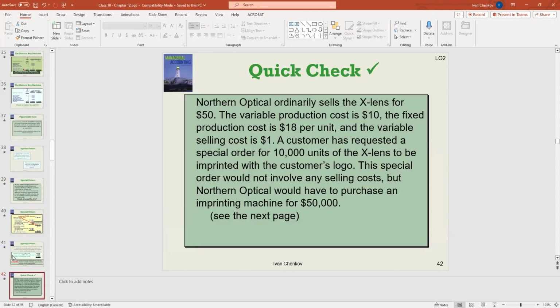Let's see this example. Now, this company originally sells lenses for $50. Variable production cost is $10. Fixed production cost is $18. And we have variable selling cost of $1. A customer has requested a special order of 10,000 units of the lenses to be imprinted with the customer's logo. This special order will not involve any selling cost, but this company would have to purchase an imprinting machine for $50,000.